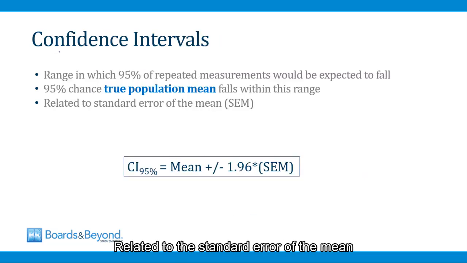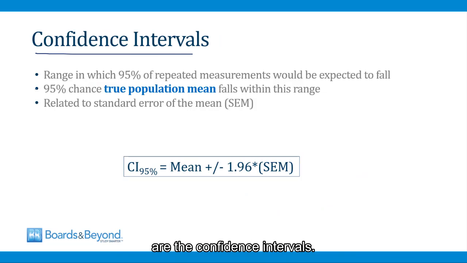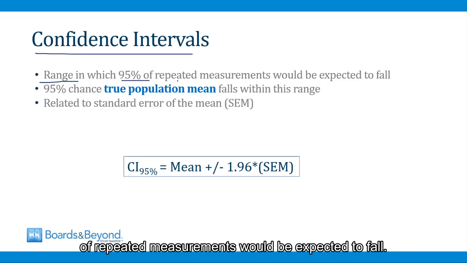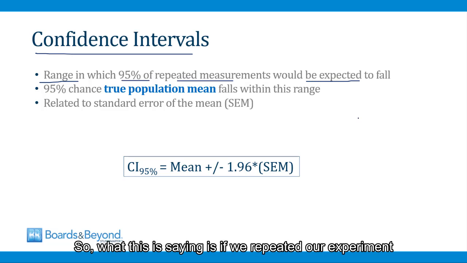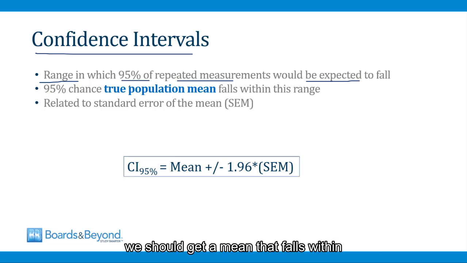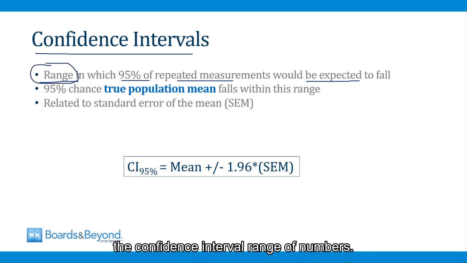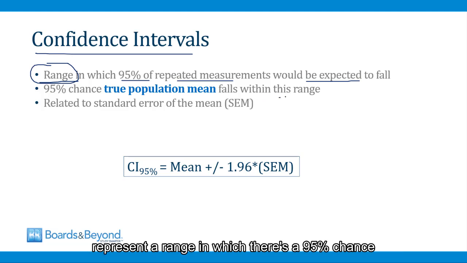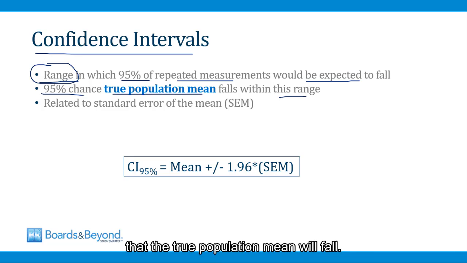Related to the standard error of the mean are the confidence intervals. The confidence intervals are a range of numbers in which 95% of repeated measurements would be expected to fall. So what this is saying is if we repeated our experiment and collected 100 samples, 95% of the time we should get a mean that falls within the confidence interval range of numbers. Another way to think about this is the confidence intervals represent a range in which there's a 95% chance that the true population mean will fall.